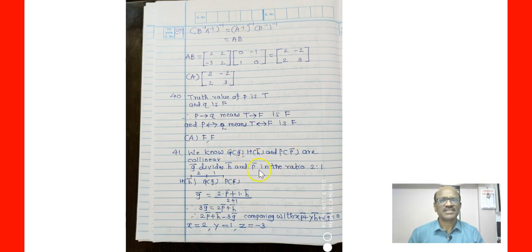And the centroid divides these two points in the ratio 2:1, and hence G bar equals (2 P bar plus 1 H bar) upon (2 plus 1). Therefore, 2 plus 1 is 3, that is, 3 G bar equals 2 P bar plus H bar. Comparing these two equations, you will get the value of x as 2, the value of y as 1, and for 3 G bar, the value of z is minus 3. Now we'll see the next question.